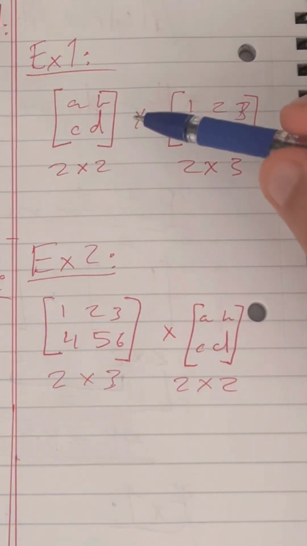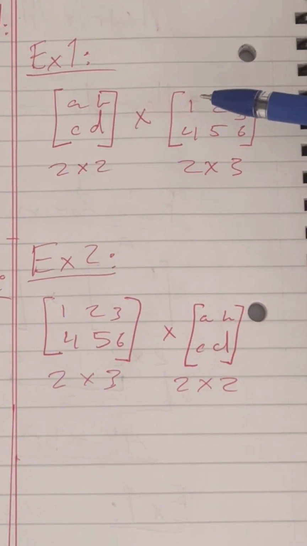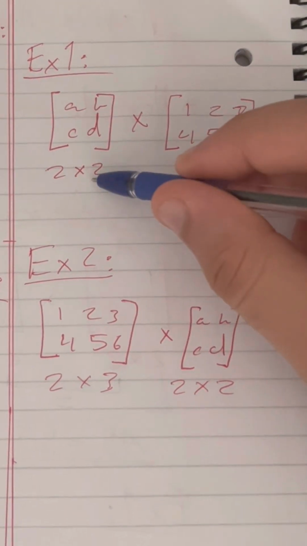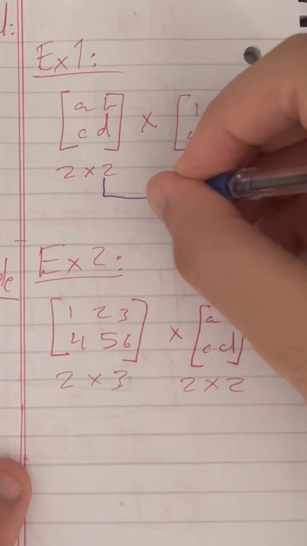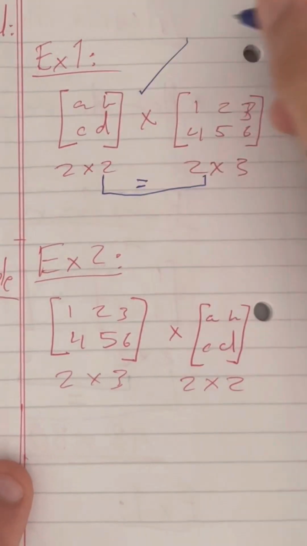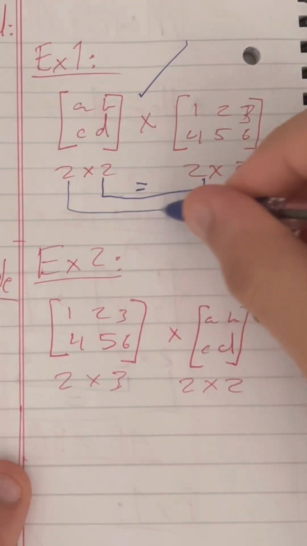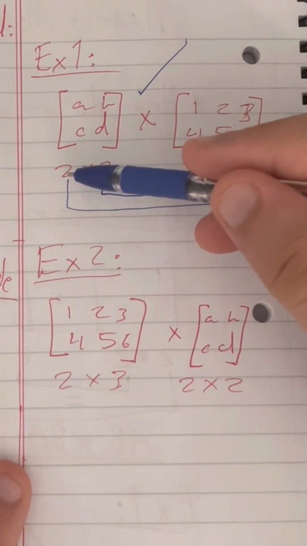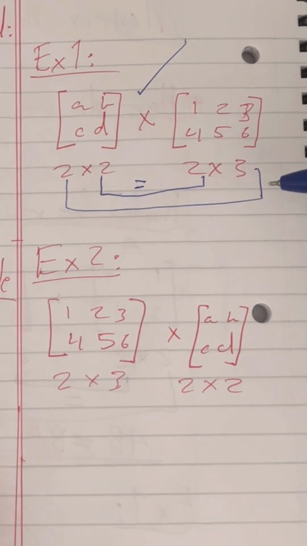Now, we said the rule here is the number of columns of the first matrix has to be equal to the number of rows in the second matrix. So here, they're equal, so they can multiply. And our answer is going to be the number of rows in the first matrix and the number of columns in the second matrix. So it's going to be a 2 by 3 matrix. That's what our answer is going to come out as.